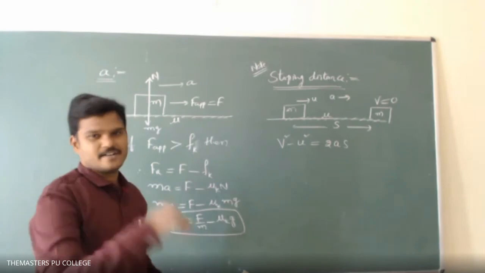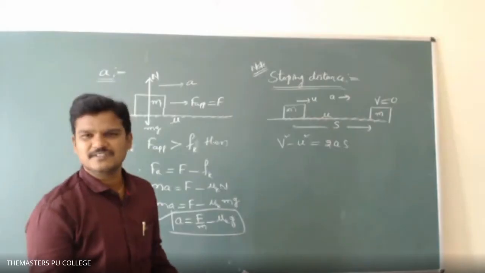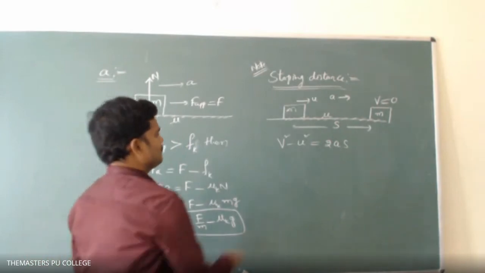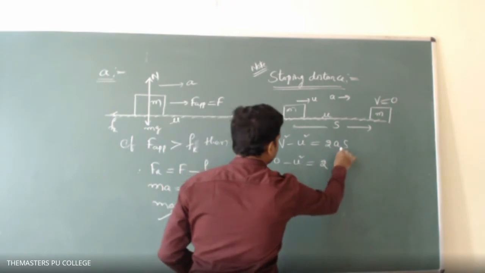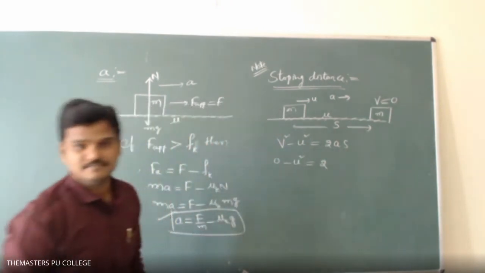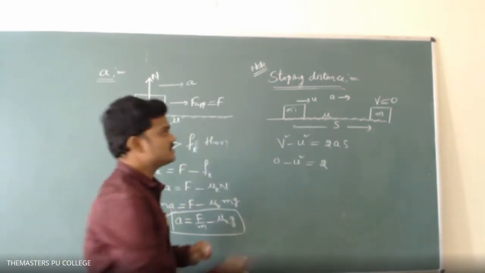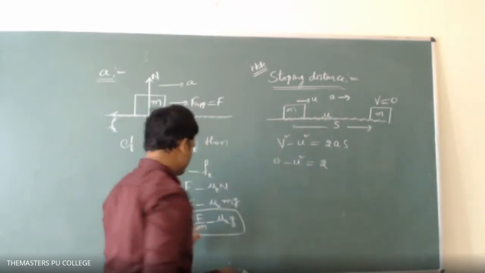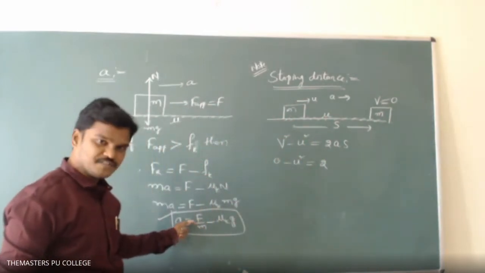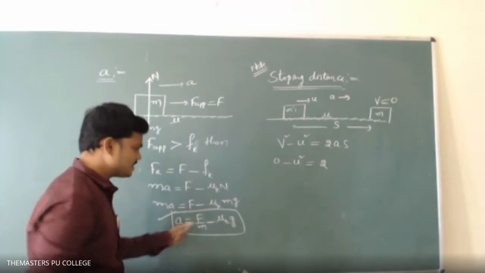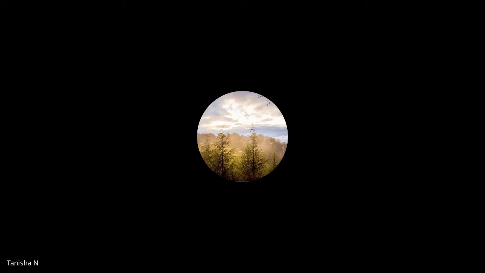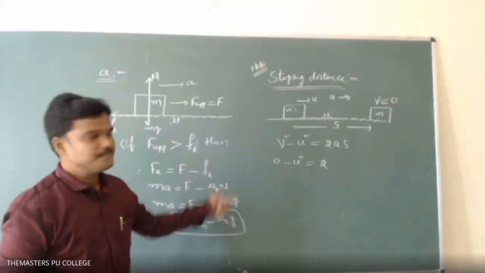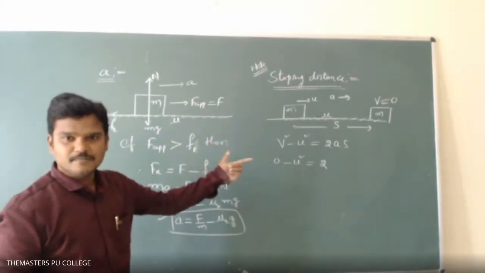Tell me, is that a acceleration or retardation? Retardation. It will come to rest, so retardation. What is v? 0 minus u square. This a is nothing but mu g, because there is no applied force here. Just take this as 0. If it is 0, what is a? Mu g. Shall I write a as minus mu g? If there is no applied force, a is minus mu g.